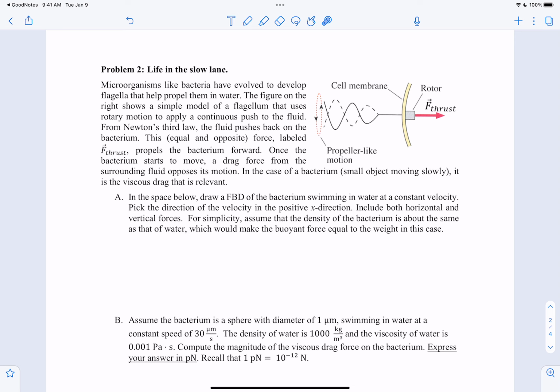But yeah, with this problem, we have a microorganism. Microorganisms, like bacteria, have evolved to develop flagella that help propel them in water. The figure on the right shows a simple model flagellum that uses rotary motion to apply a continuous push to the fluid, right? From Newton's third law, the fluid pushes back on the bacterium. This equal and opposite force, labeled F thrust, propels the bacterium forward. Once the bacterium starts to move, a drag force from the surrounding fluid opposes its motion, right? In the case of a bacterium, a small object moving slowly, it is the viscous drag that is relevant.